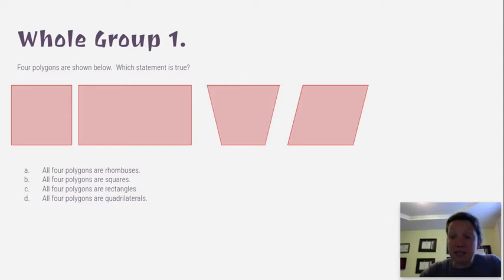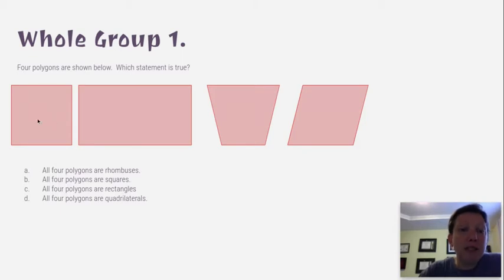A rhombus is a 4-sided polygon. It is a quadrilateral. A rhombus has all sides congruent. Does this have all sides congruent? Or is this all sides congruent? No. So can all of these be rhombuses? No. Let's look at squares.